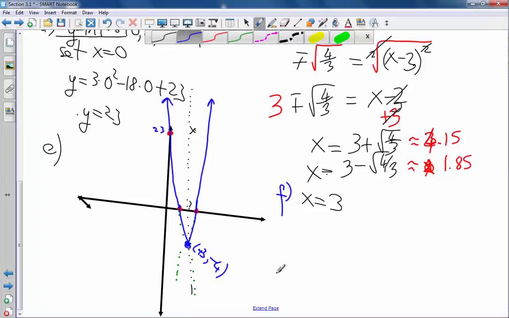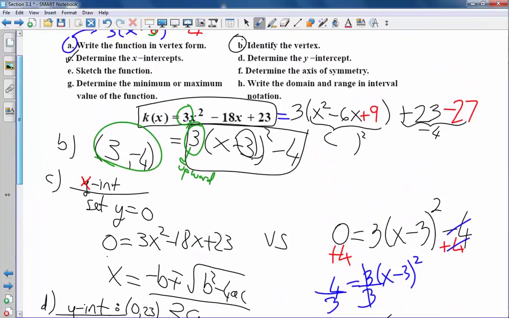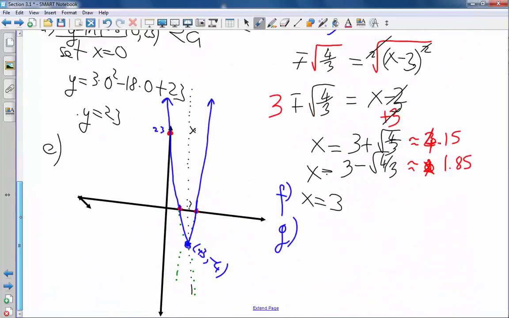G, I think it's going to ask us maximum or minimum. What does this function have? Max or min? Minimum. And what is that value? It's the y coordinate. It is 4 units down underground, right? So it's 4 units deep. It's minus 4.